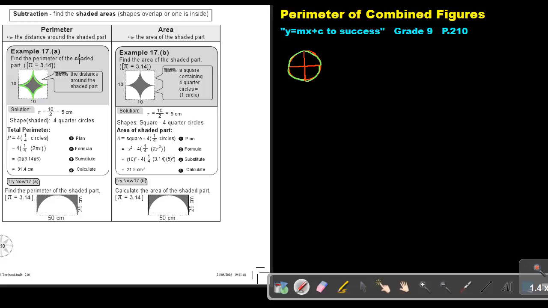So if I must find the perimeter, I can just find the circumference of one circle because there are 1, 2, 3, 4 parts. So to find the perimeter, it's 4 quarters, but it's actually just one circle. So it's 2 times pi times the radius. Now remember, the diameter is 10, but the radius will be 10 divided by 2, and that will be 5. And that's what I substitute there.